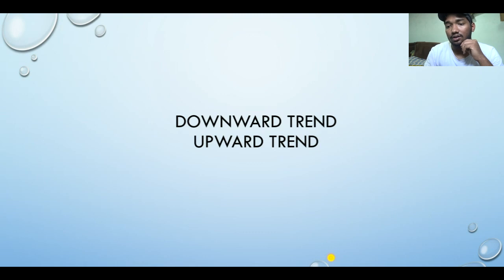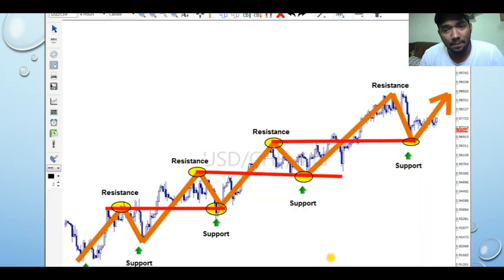Okay, and let's go into downward trend and upward trend, and we will see a few things here. At the end of this video, I'm going to show you an example. So downward trend and upward trend, what is it? See, it is very similar to support and resistance, and it is support and resistance, of course. So here you can see this is the support, resistance, and then support, resistance, support, resistance. So how can you say this is an upward trend?